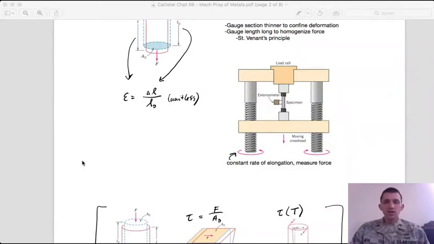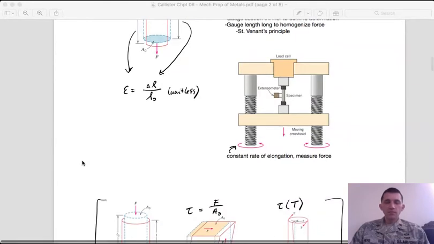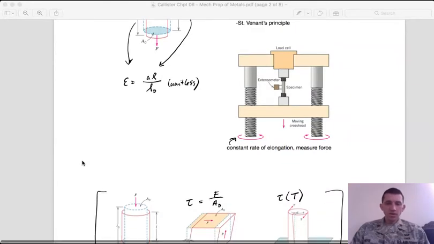But instead of ramping up the force and measuring the elongation, it actually goes the other way.